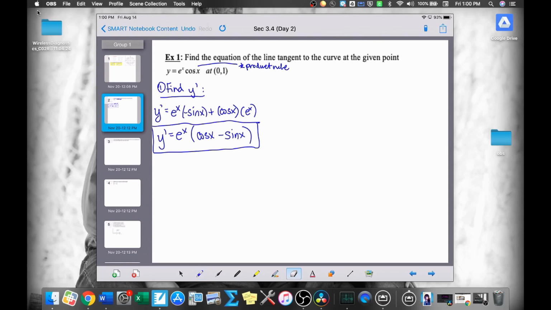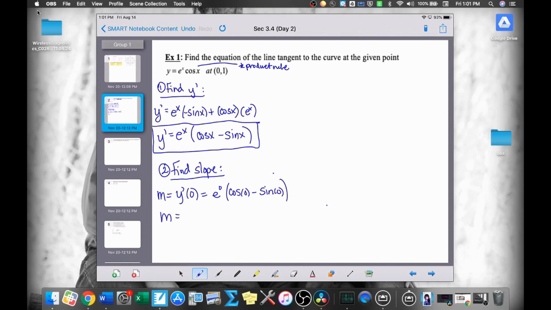The second step in the process is going to be to find the slope. And our slope is going to be the value of the derivative at the point (0, 1). So my slope, m, is going to be equal to y prime of 0, which is equal to my derivative plugging in 0 for x. So e to the 0 times (cos 0 minus sine 0).